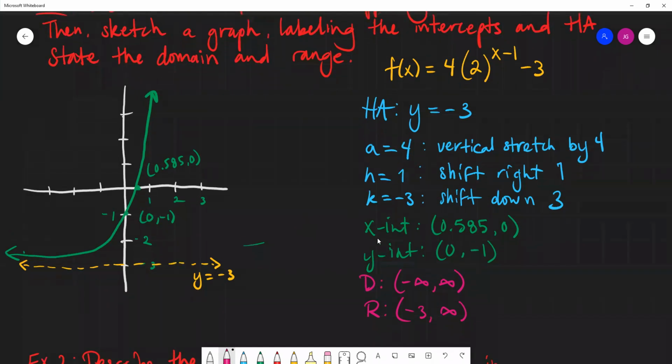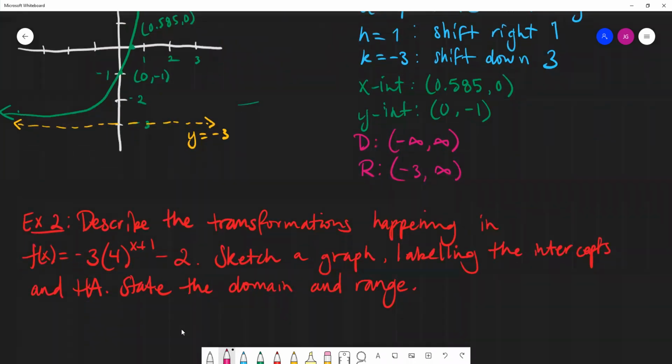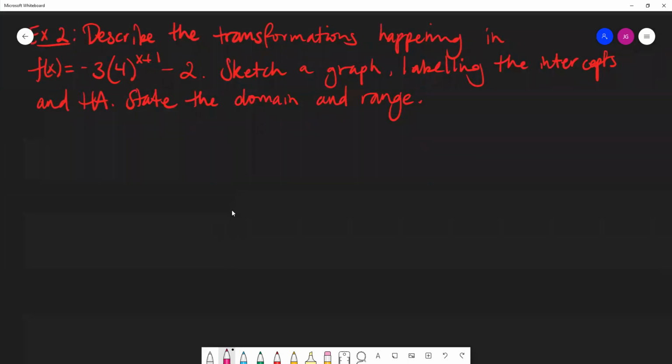We described our transformations. We labeled our horizontal asymptote and our x and y intercepts. I'm mixing up all my words. What's wrong with me? Okay, and then we wrote down our domain and range. Let's do one more, and then we'll talk about compound interest for a bit.